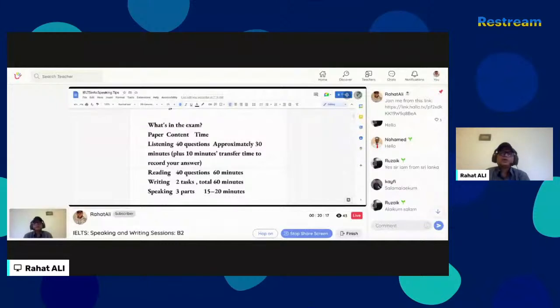Okay. When the writing is over, generally the speaking test takes place on another day in some countries. So how long is the speaking test? The speaking test is between 15 to 20 minutes, depending on your responses to the questions. And for the speaking, there are three types of tasks or three types of parts.